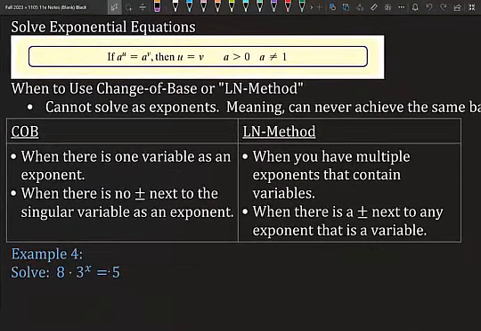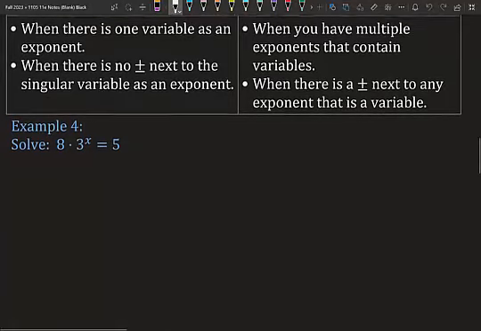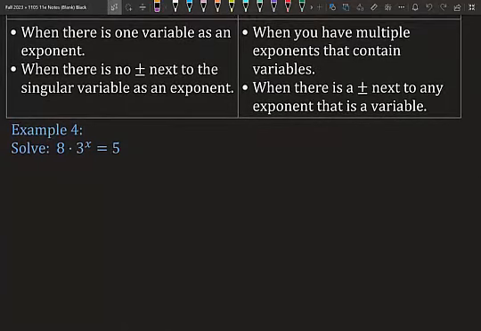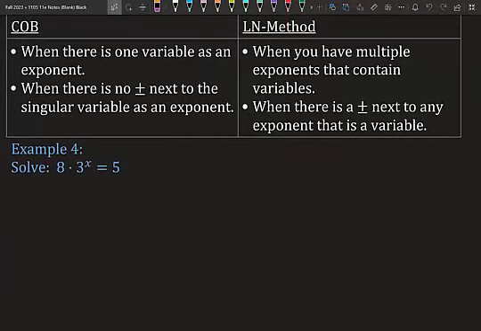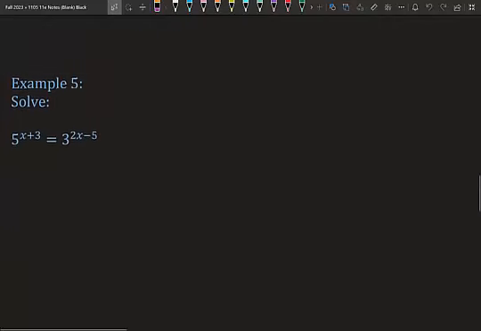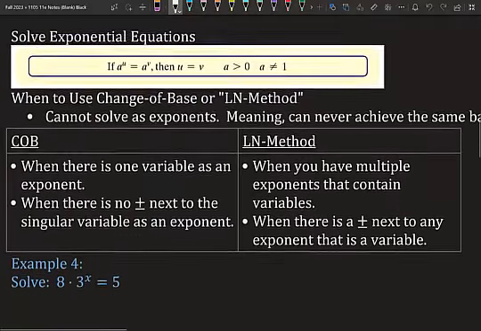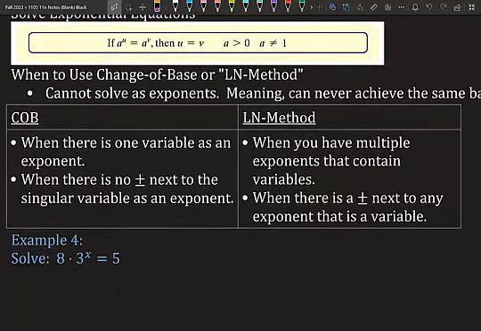When to use the ln method? When you have multiple exponents that contain variables, when there's a plus or minus next to any exponent that is a variable. So example 4, you don't need the ln method because it's just a singular variable, but if we go again to example 5, there's multiple variables as exponents and there's pluses and minuses next to them. That's when we would use the ln method.